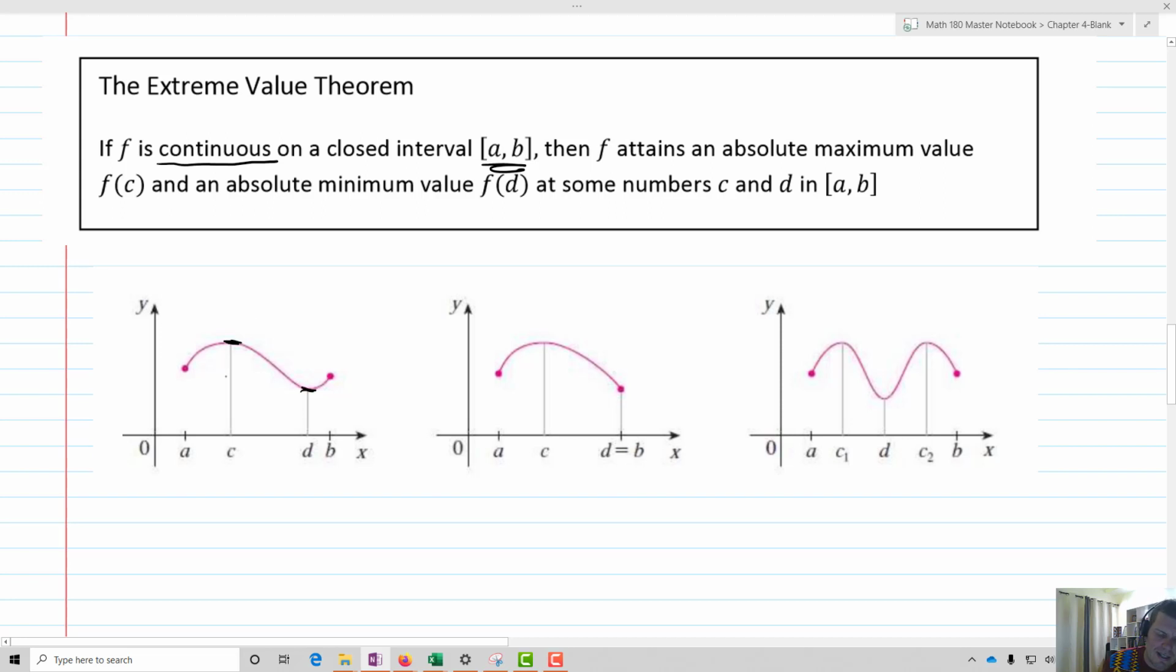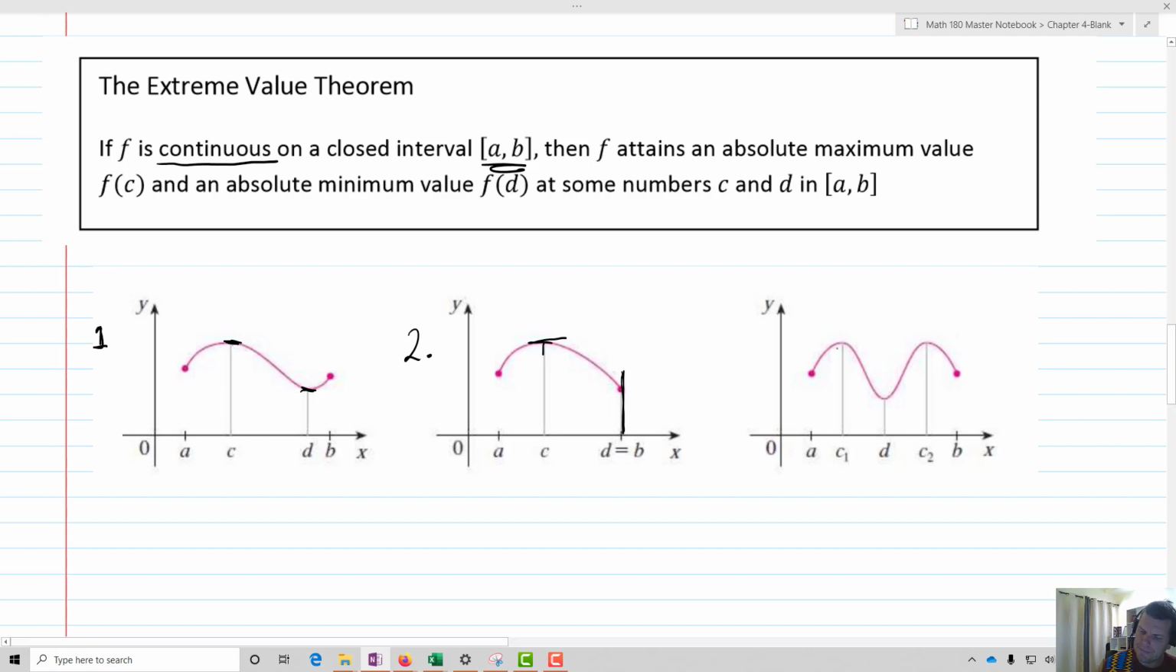In the case of number 1, we can see that they are exactly at the places that we think they are: top of the hill, bottom of the hill. Now for number 2, c is again the top of the hill, that's our absolute max, but d, which is the end of the interval, is our absolute min. And that's going to happen all the time. For example, if you have something that never stops decreasing, or never stops increasing, then your endpoints are going to be your highest and your lowest points.